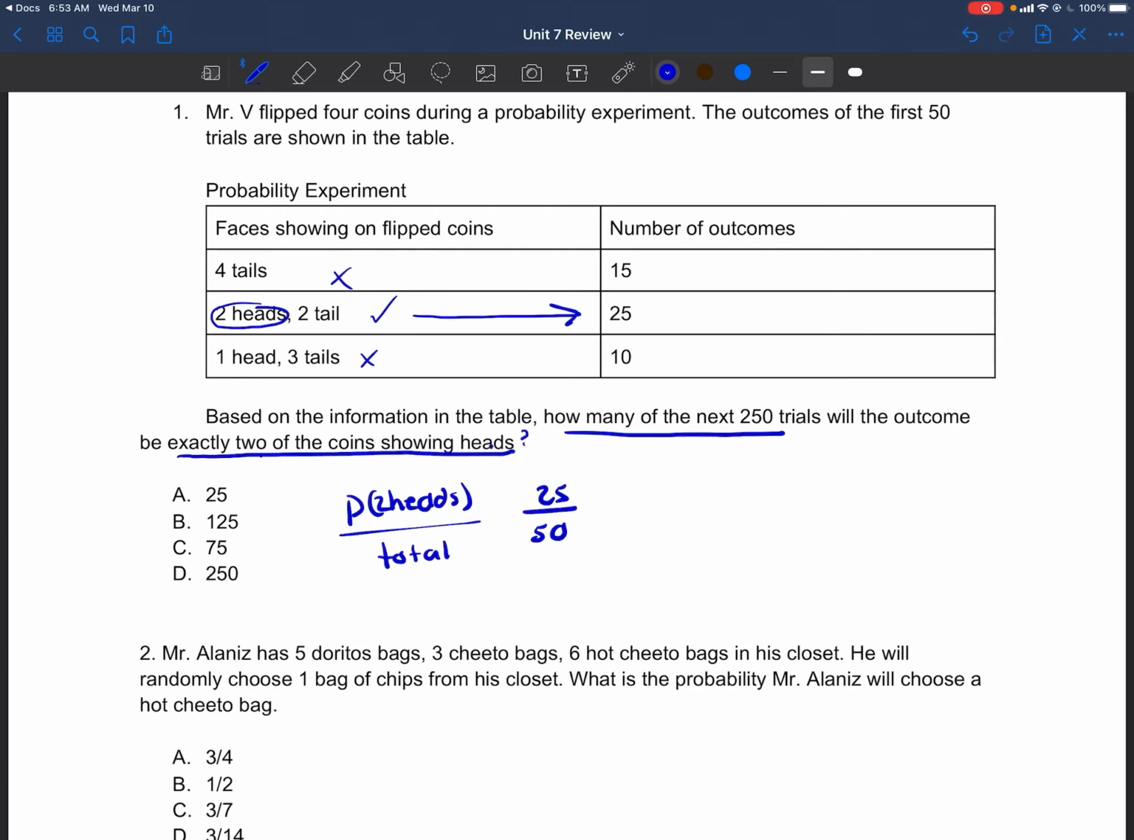But we're looking for the next 250. So another total for the next 250. So how do you go from 50 to 250? Using scale factor? That's for you to figure out.